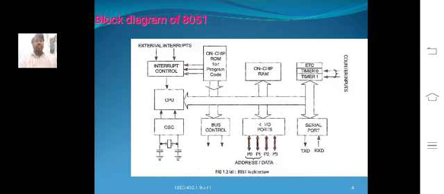The major blocks in the simplified block diagram of 8051 microcontroller are the CPU, the oscillator unit, the bus control unit, the input output ports and serial port, the counter inputs, on-chip RAM, on-chip ROM for the program code, interrupt control and external interrupts. Here we are discussing the elaborate architecture of the 8051.